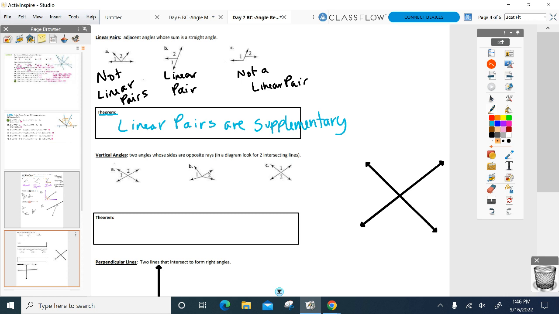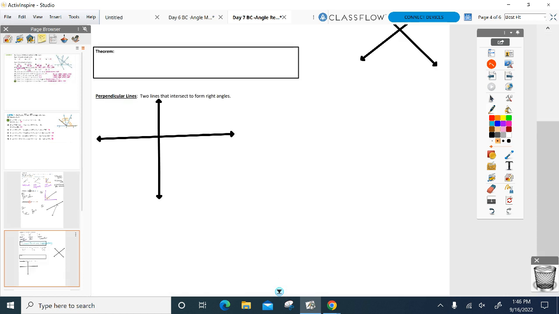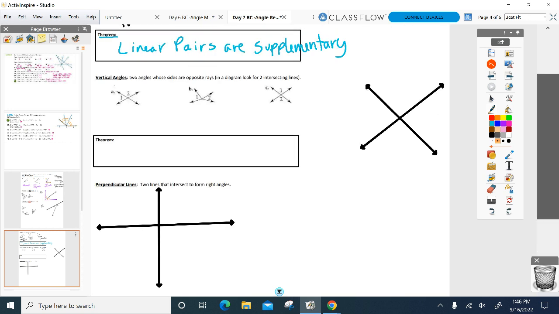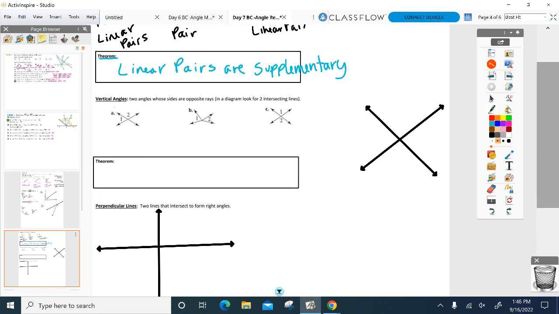All right. I don't think many of you have heard of the next term, vertical angles. Vertical. Hey, take a look. I have two lines that intersect right here. Two lines that intersect. How many angles did I just form? 4, right? The opposite ones are vertical. Okay. Two lines intersect. You form 4 angles. The opposite ones are vertical angles. Those are referred to as vertical angles.